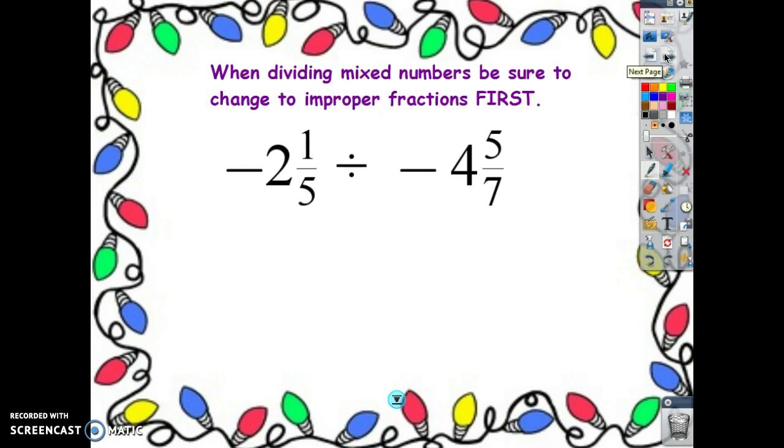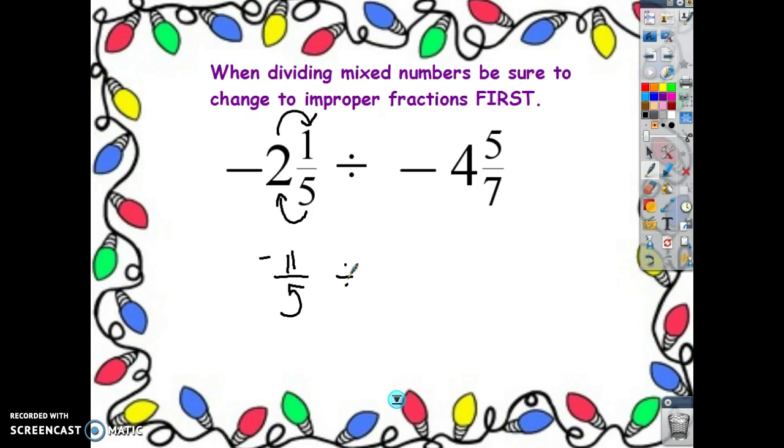Okay, and last one. When dividing mixed numbers, please make sure to change them to improper fractions first. Okay, you have to get mad. Multiply. 5 times 2 is 10, plus 1 is 11. Don't forget that denominator. If you'd like to bring your sign over, that's fine. Okay, now I am going to change the second fraction first to an improper, and then we'll change our sign and flip our second fraction.